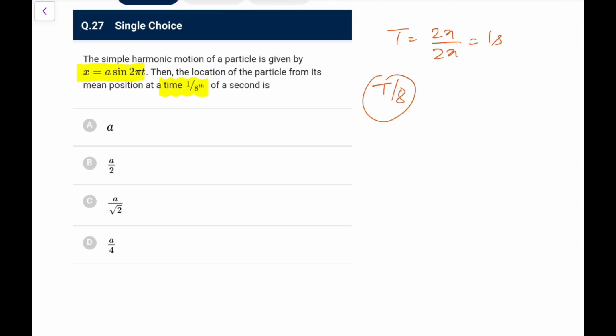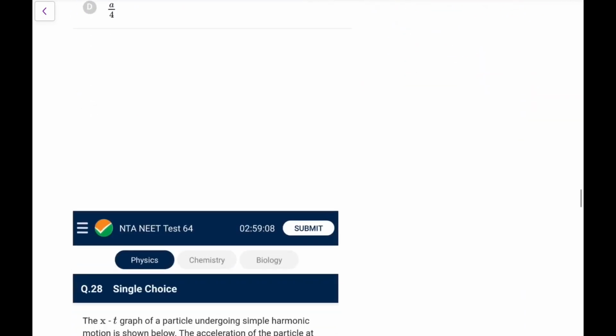So from 0 to T by 8, it is starting from x equal to 0, it's clear from the expression. We know at T by 8, it reaches A by root 2. That is the standard result, you know. You can put the value also in the expression, t equal to T by 8, 2 pi by 8, sine of 2 pi by 8, sine of pi by 4 is 1 by root 2. So it would be A by root 2, so easy one for you.